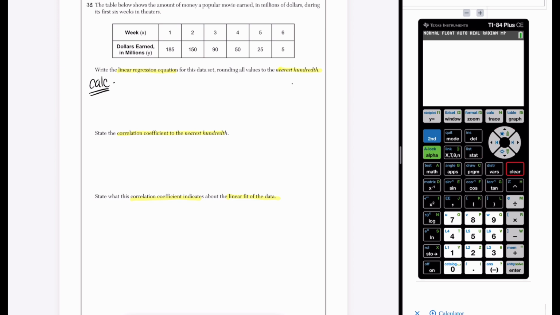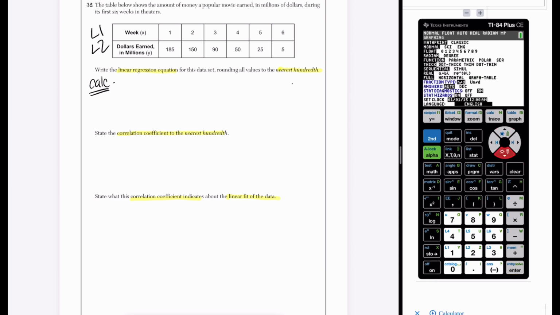So what we're going to do, you're going to go into your calculator, which I have ready, and you're going to hit stat, go to edit, and I've already typed in my numbers for L1, which are my weeks. So those are my X values, and in L2 I put in the values for Y. So that's all I did going down. The other thing you're going to want to make sure of is that this is already in diagnostic mode. So the way to check for that is go to second and hit mode. It's right next to second. And you're going to scroll down to where it says stat diagnostic.